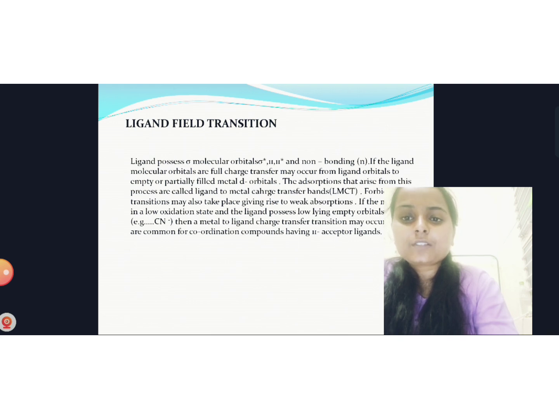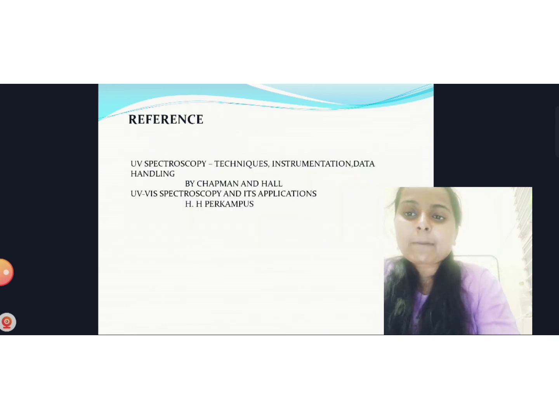If the metal is in a low oxidation state and the ligand possesses low lying empty orbitals, for example, let us take cyanide, then a metal to ligand charge transfer transition may occur. This is common for coordination compounds having pi acceptor ligands.